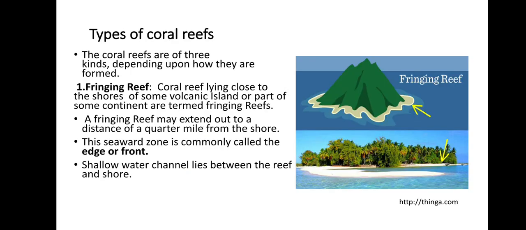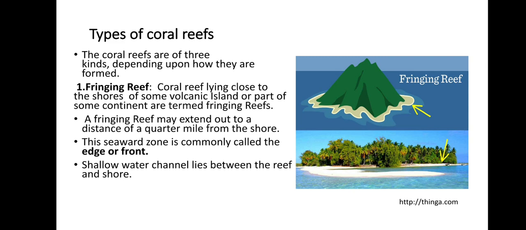Now, these coral reefs are of different types. You can classify them based on which group of animal is involved in the production of the coral reef, for example anthozoan coral reefs, hydrozoan coral reefs. But here we are classifying them based on how they are formed. There are three types actually. One is the fringing reef, the next is the barrier reef, and the third one is the atoll. We'll see them one by one.